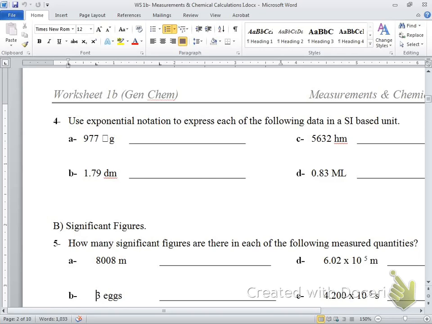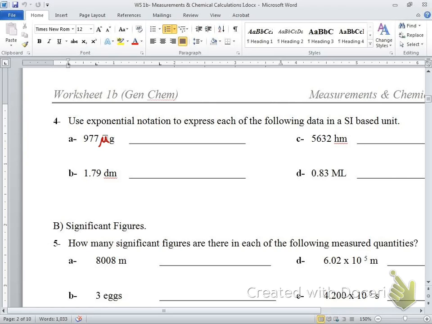Oh, that square box is supposed to be a micro. So I have 977 micrograms. It's funny because I fixed it in the one I sent out to you guys, but I didn't fix it in the one. This is actually in the drop box for all the faculty.